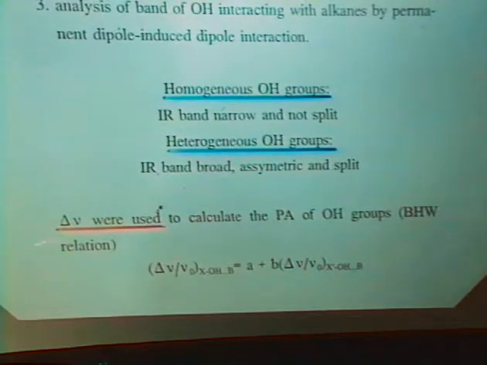The values of frequency shifts were used to calculate the values of proton affinity of OH groups by using the Bellamy, Hallam, and Williams relation. This is a linear relation relating the frequency shift of two acids. One of them can be considered as a standard. And if we know the proton affinity of the standard acid, we can calculate the proton affinity of the acid which is under investigation. In our case, this acid under investigation was the hydroxyl group in zeolites.